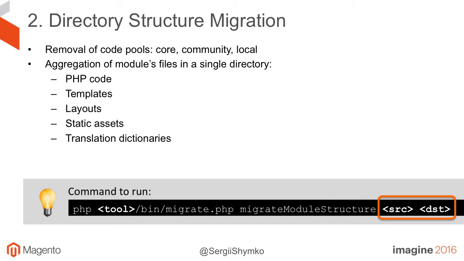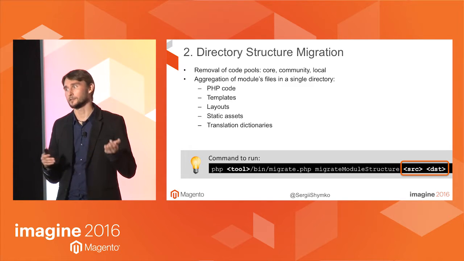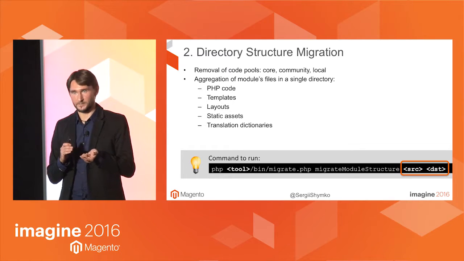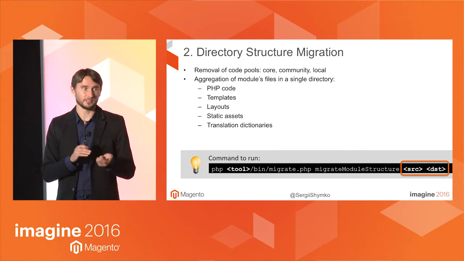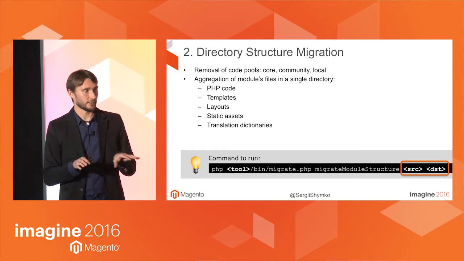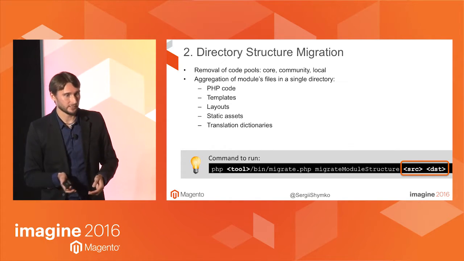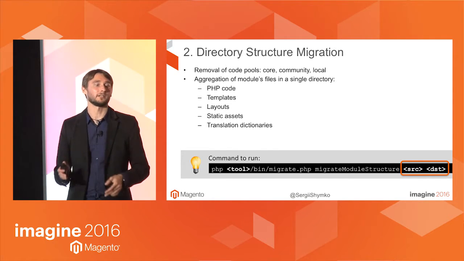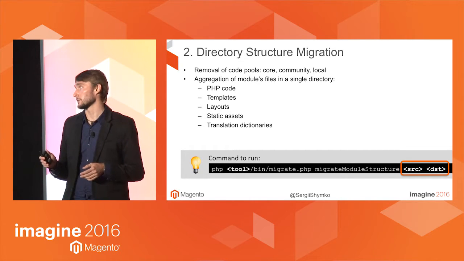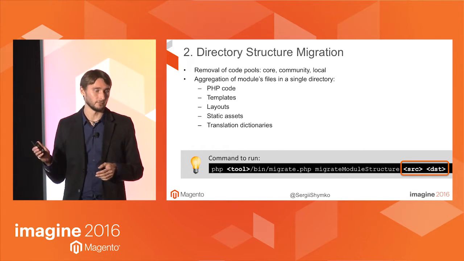All right, the second step, directory structure migration. The directories of Magento 2 have changed a little bit, actually quite a bit. Things such as PHP code, layout files, config files, theme files, and static files used to be scattered across the code base in Magento 1. In Magento 2, they're all in one directory. So that's what the tool will do for you. It will rearrange files in the file system.